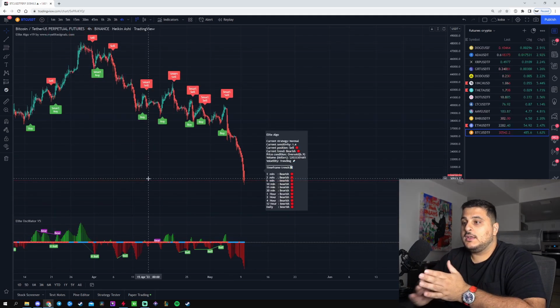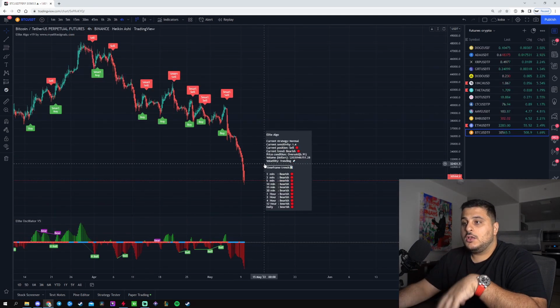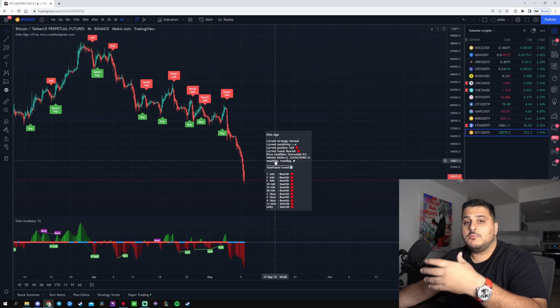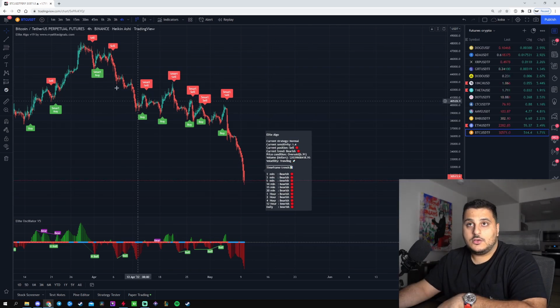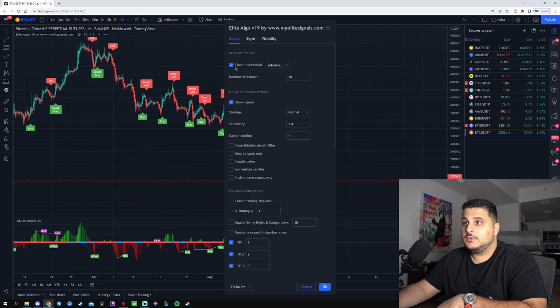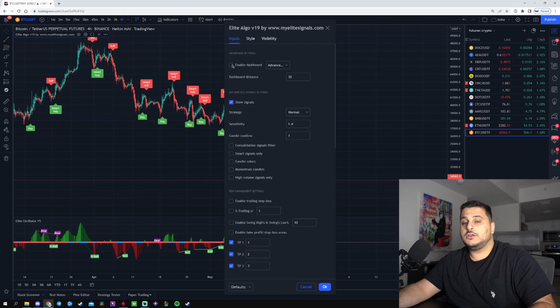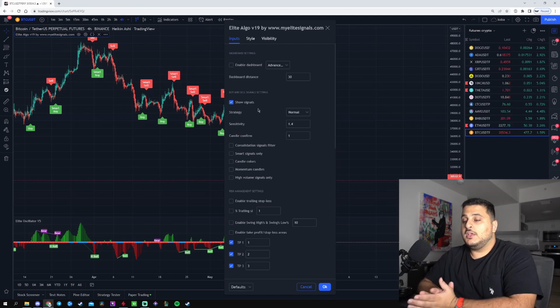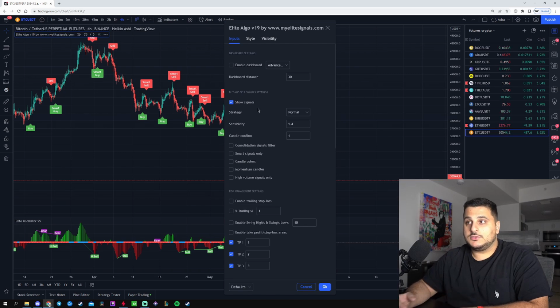Okay, so now that we understand exactly how to use the dashboard, we're just going to go ahead and remove it, and we're going to talk about the other features included in the algo. So if we go back into the settings, simply just uncheck where it says enable dashboard, and that's going to remove it off our chart. Very simple. So next we want to talk about the bread and butter of the algorithm, which is the buy and sell signals, right? Let me show you guys exactly how to use those.